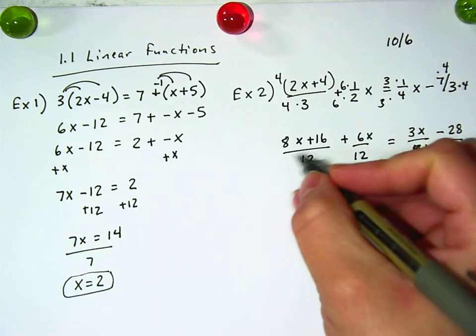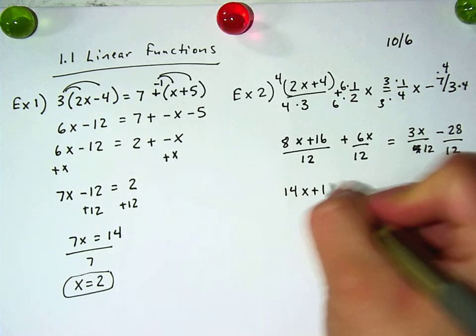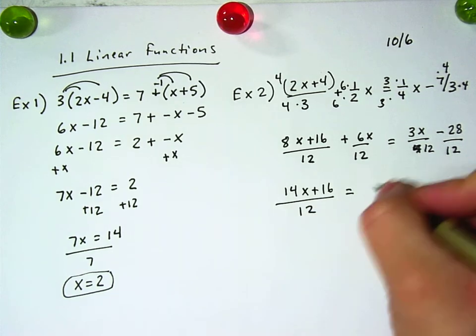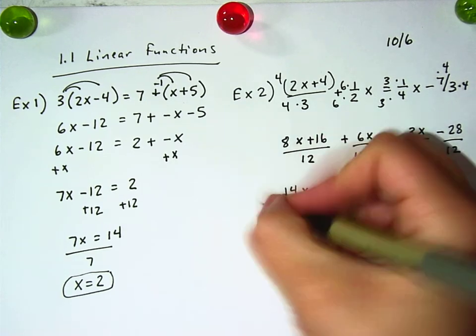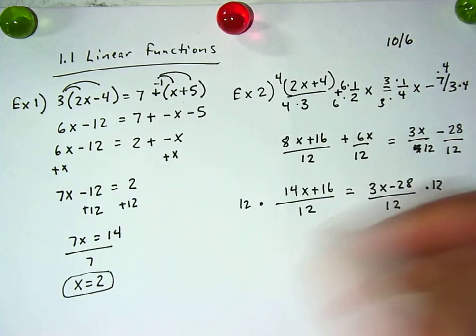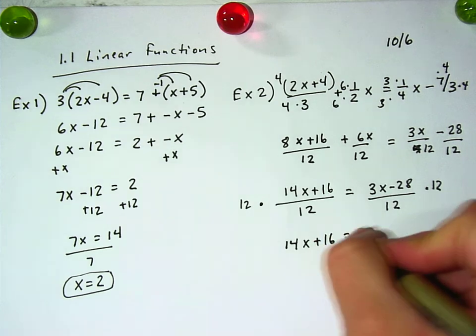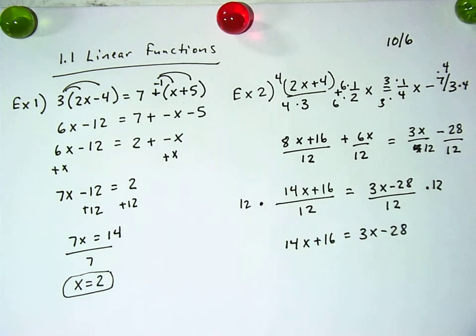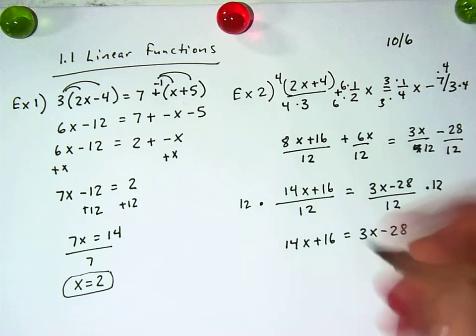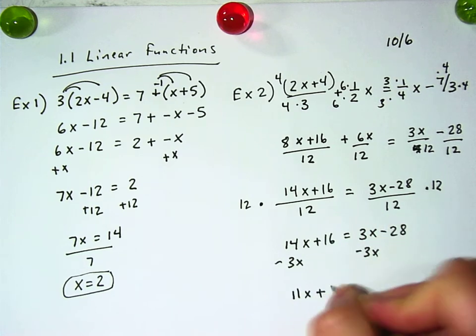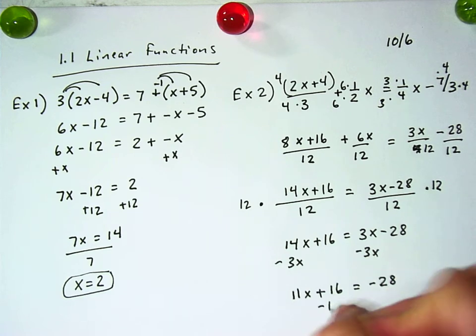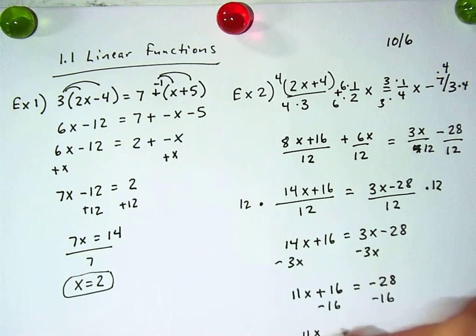Okay. So now I'm going to combine everything on top. That's 14x plus 16 over 12 equals 3x minus 28 over 12. And then to get rid of the 12s, I'm going to multiply by 12 on both sides, and that should cancel out those 12s. So now I'm left with just 14x plus 16 equals 3x minus 28. All right. And then I'm going to get everything on the same side. Like that.